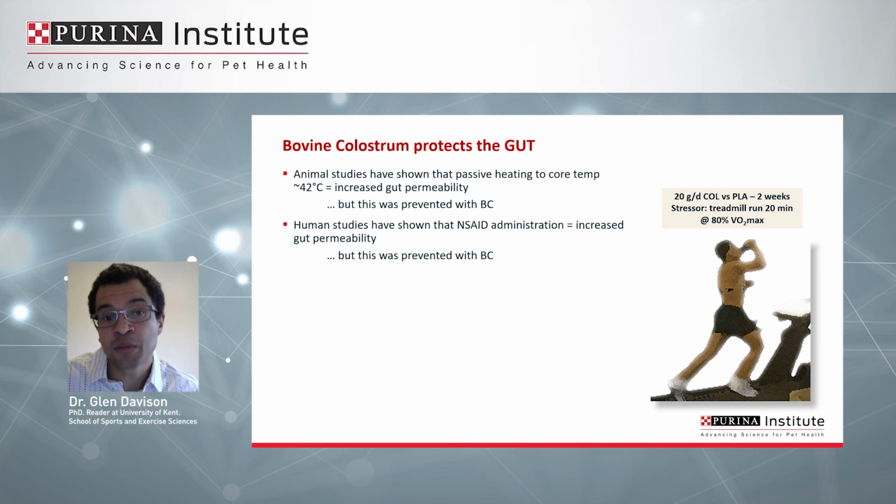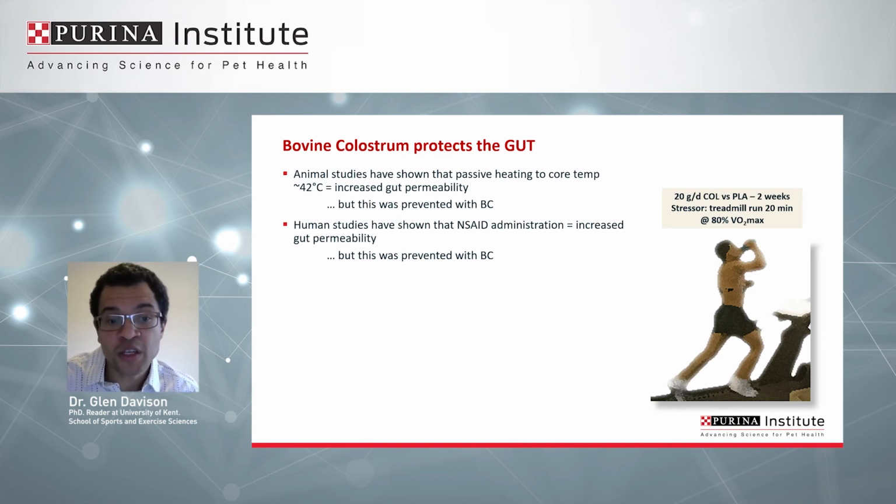This was done in a rodent study, so that top one that you can see there. However, when the individual animals were provided with supplemental bovine colostrum in their diet, then that damage and that increase in permeability under that heat stress was actually prevented.